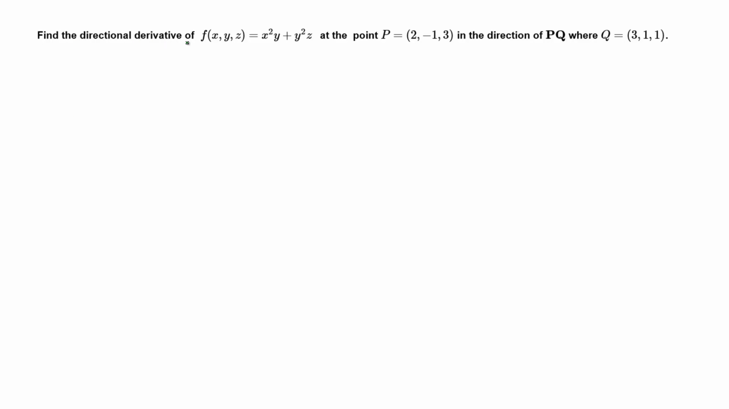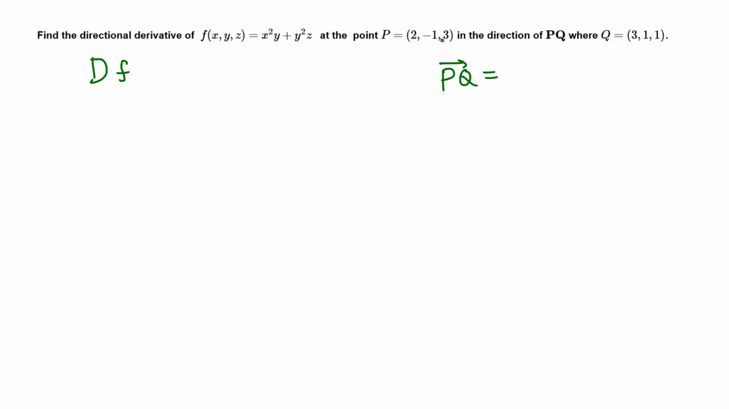Find the directional derivative of f as a function of three variables at the point P in the direction of vector PQ, boldface, where Q is this point. Now we know that the directional derivative of f in this direction PQ. So first we need to find the unit vector along PQ. So here is P and Q. Let's work here. The vector PQ is just subtract P from Q.